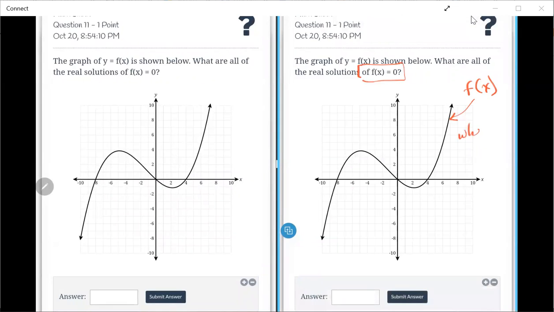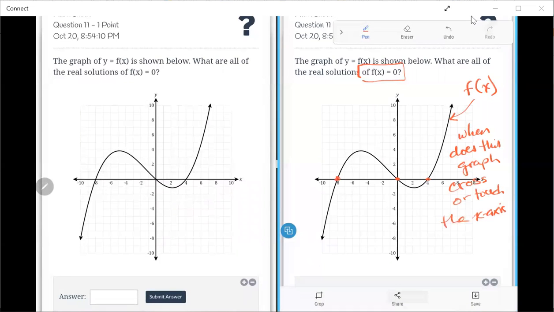So when does this graph cross or touch the x-axis? And we can see that it crosses it in those 3 places. So those 3 places are your zeros, your solutions for when f of x equals 0. And so you have 3 answers there, and it's those 3 points, -8, 0, and 4.